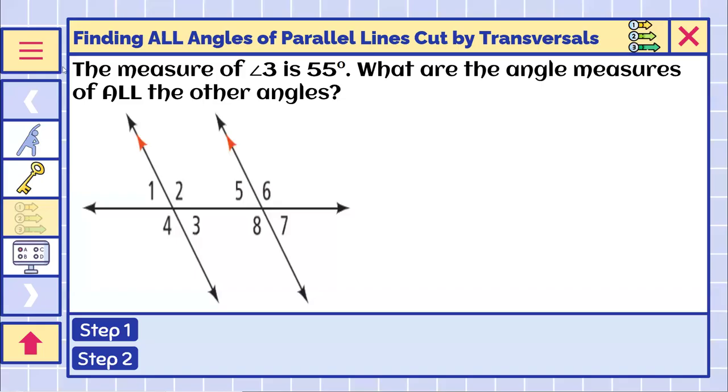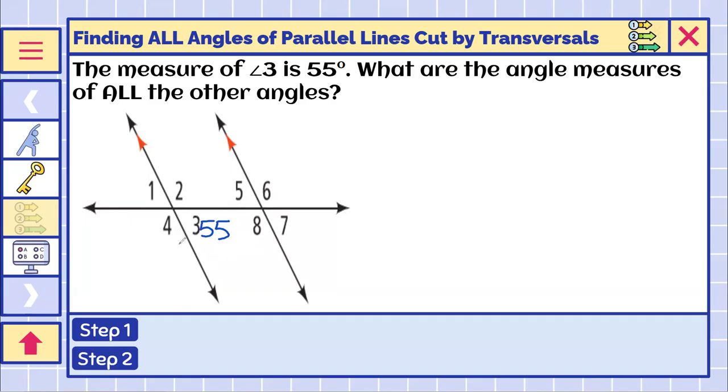Oh, you're good there. What are the angle measures of all of the other angles? So first things first, let me get my pen tool out. And they said angle 3 is 55. So I do want to write that here. 55.